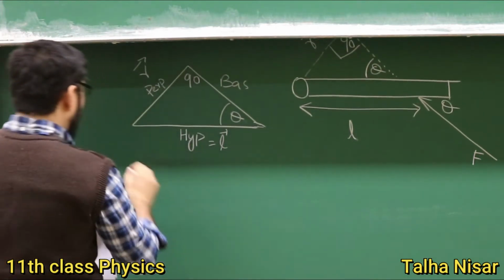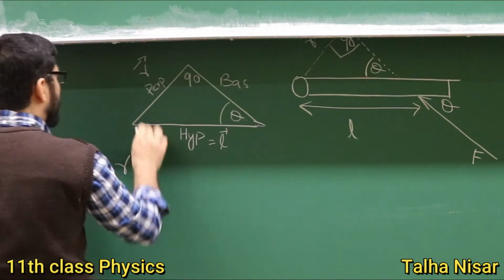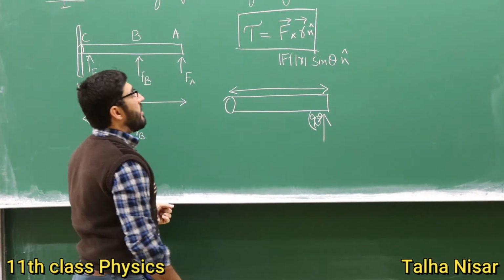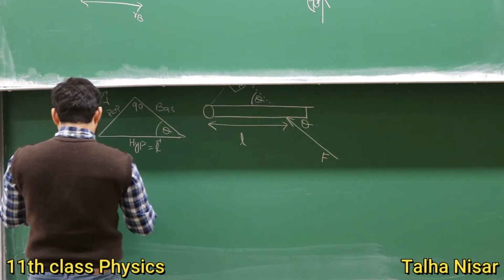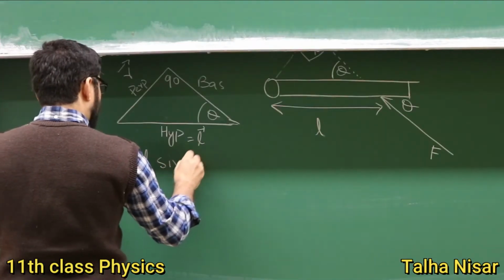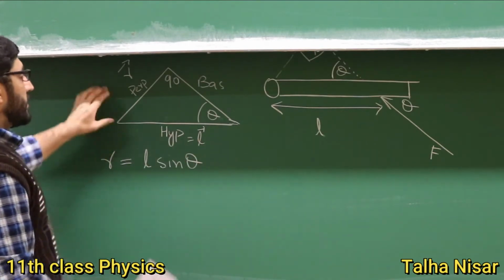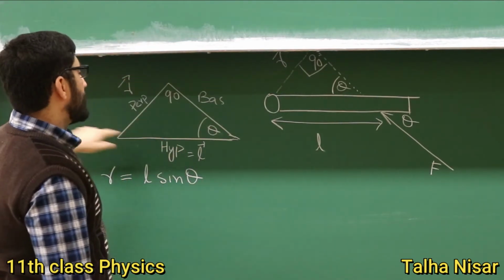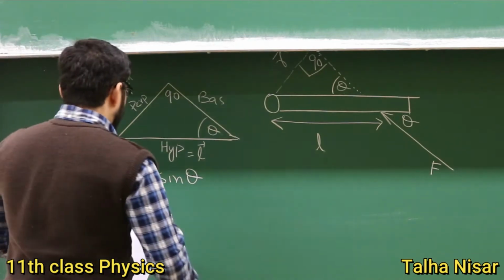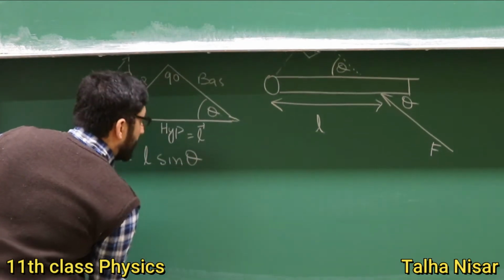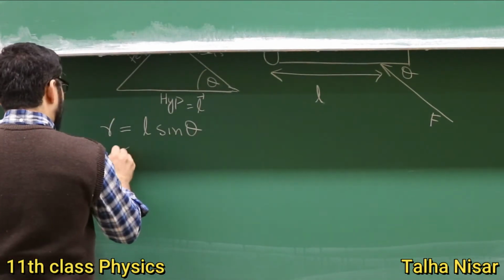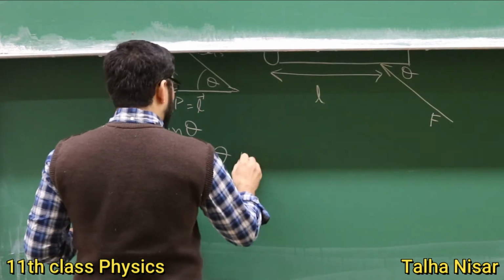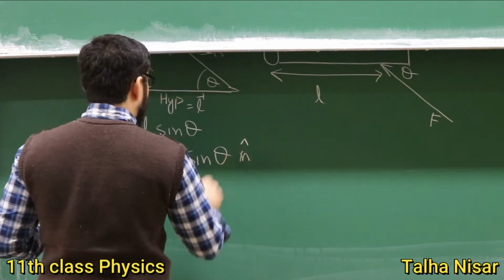So right now we want to know, because in the torque we have R cross F, what R is here. R is L sine of theta, if we use the trigonometric ratios that we discussed in our last lecture. We discussed this right angle triangle and sine theta, so we will have the same relation here. So we have the F R sine of theta, and it also has a unit direction here.